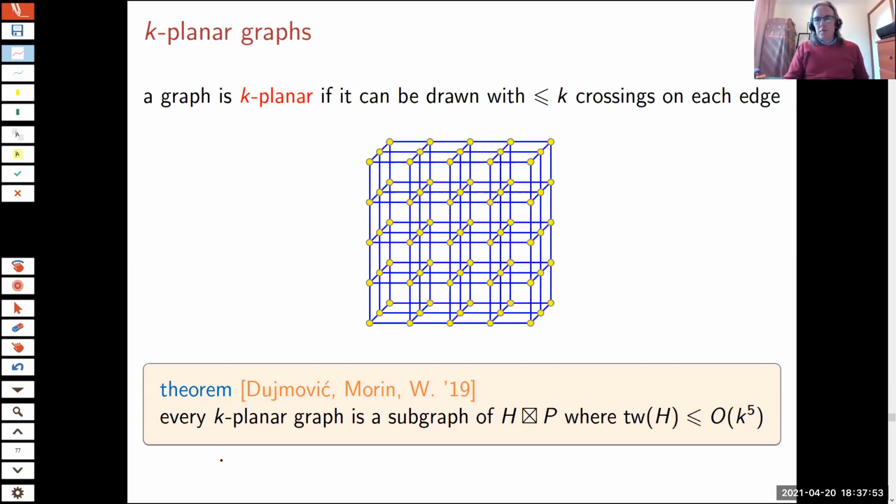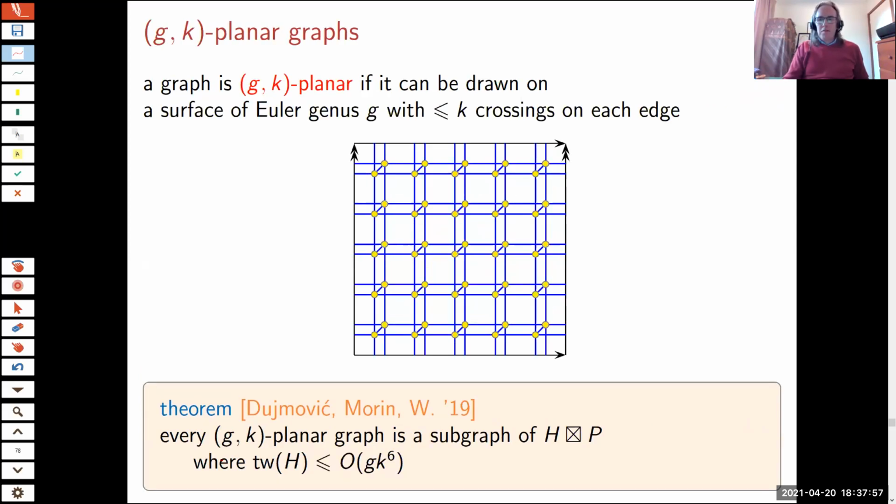And then why stop at planar? We can put this graph on any surface with crossings as well, just because we can. Why not? Let's say a graph is (g,k)-planar if it can be drawn on a surface of Euler genus g with at most k crossings on each edge. So here I've drawn a graph on the torus with one crossing per edge. But again, this is a highly non-minor closed class, but we still get a product structure theorem for this class.